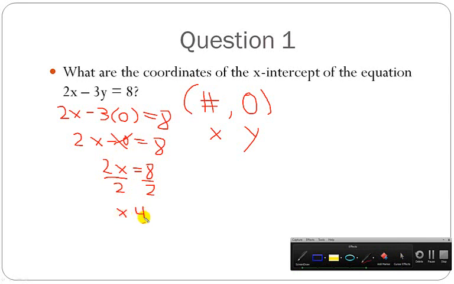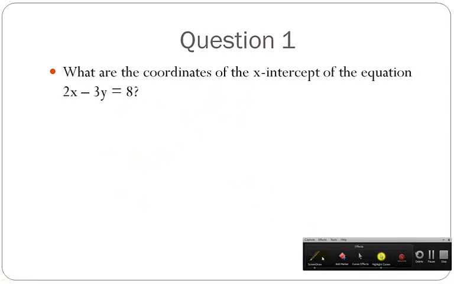And I don't want to say x equals 4. I want you guys to think of what it actually is, because it's the x-intercept. So x-intercept equals 4. And it is at the point 4, 0.